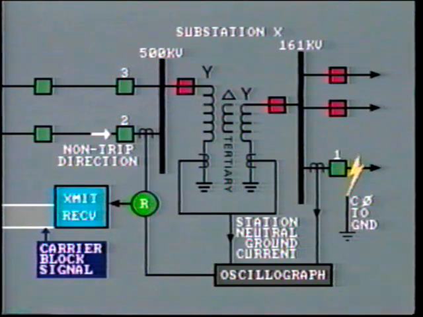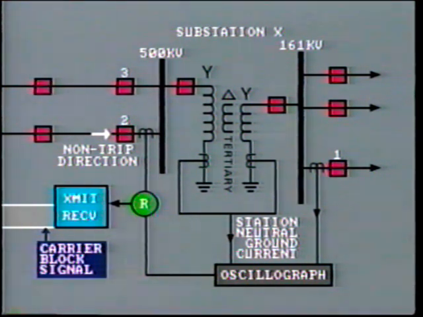As before, this was a temporary fault, so all breakers reclosed successfully at high speed. The problem was solved by replacing the 161 kV neutral CT with one having better operating characteristics.